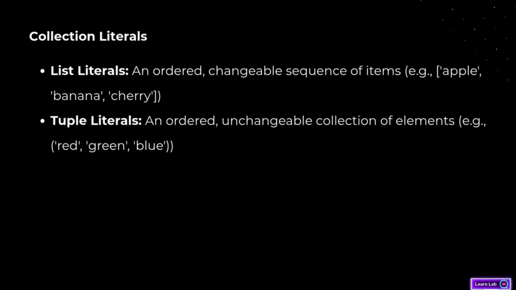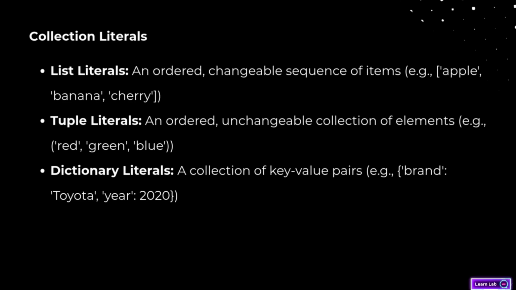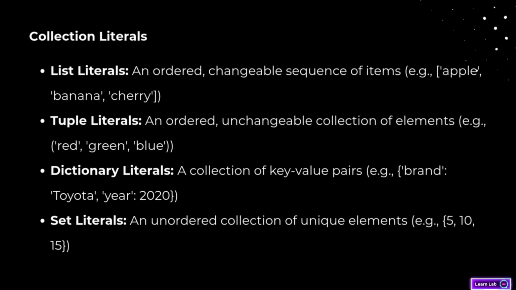Tuple literals are an ordered, unchangeable collection of elements, for example red, green, blue. Dictionary literals are a collection of key-value pairs, for example brand Toyota, year 2020. Set literals are an unordered collection of unique elements, for example 5, 10, 15. Let us see an example.